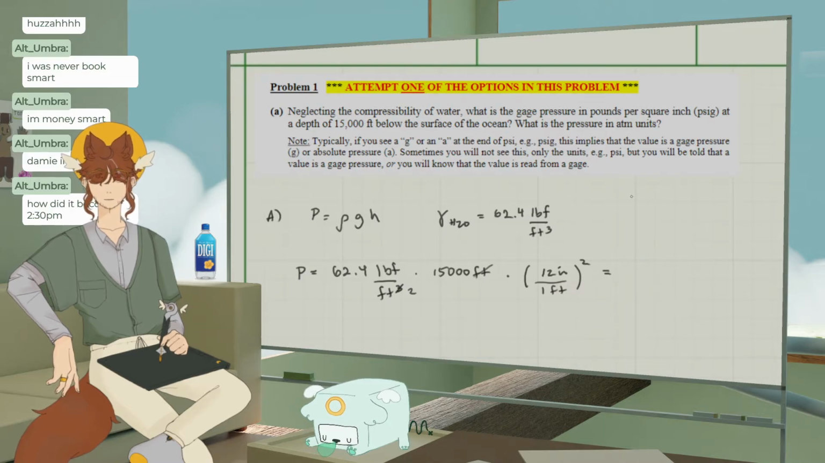Hopefully we'll see a G or A at the end of PSI, which implies that the value is a gauge pressure or an absolute pressure. Okay, gauge pressure then. Sometimes you will not see this, only the units, but you'll be told it.